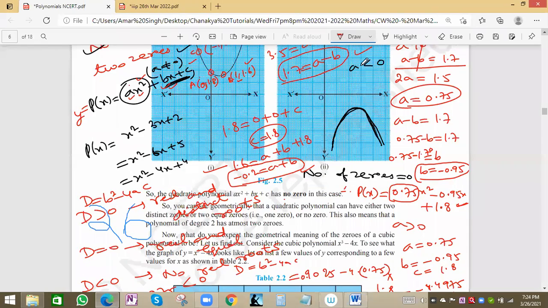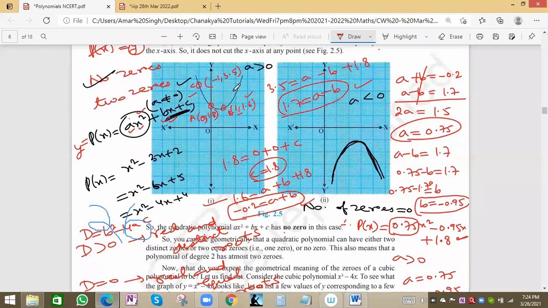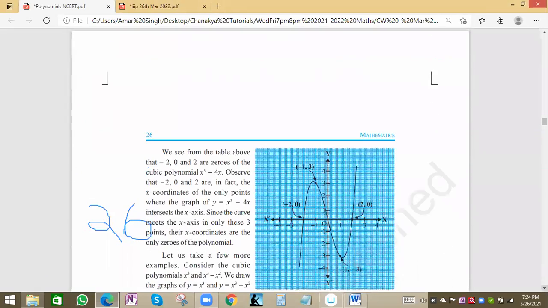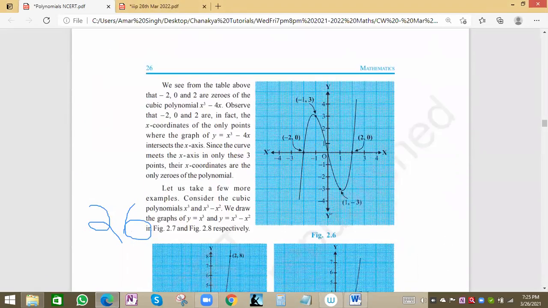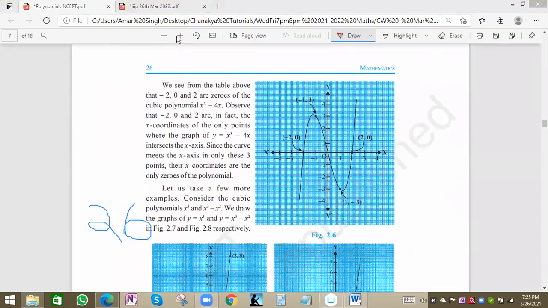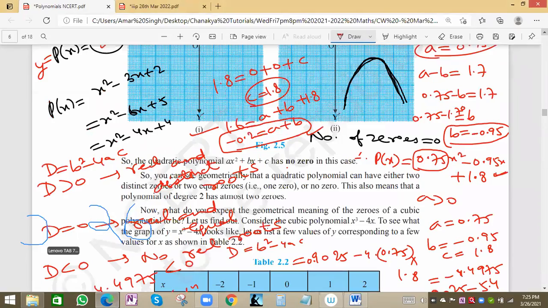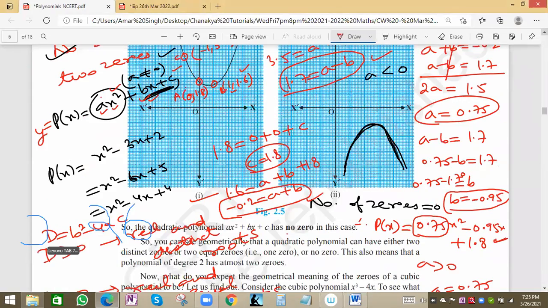Any doubt from this concept? From the D value also we can say no roots, no zeros basically, because D is less than 0, so no real roots, and the same because it is not meeting or intersecting the x-axis. How many zeros for this graph? For this one, no zeros. For both equations, no real roots, because the D value is also less than 0 and the graph is not meeting the x-axis.